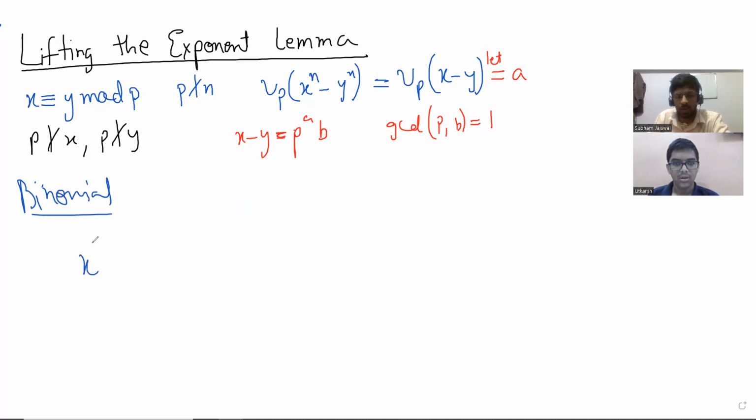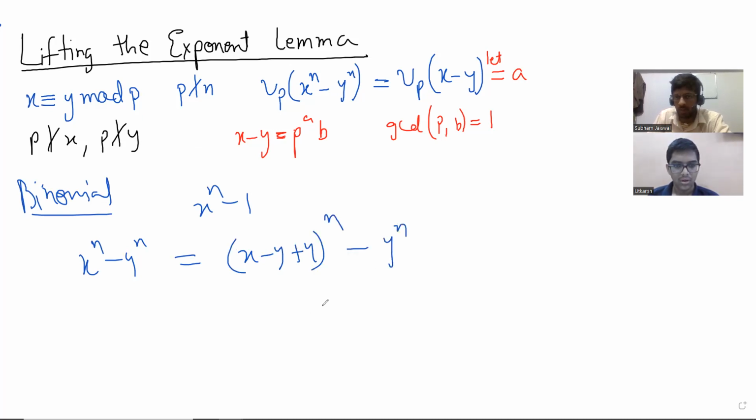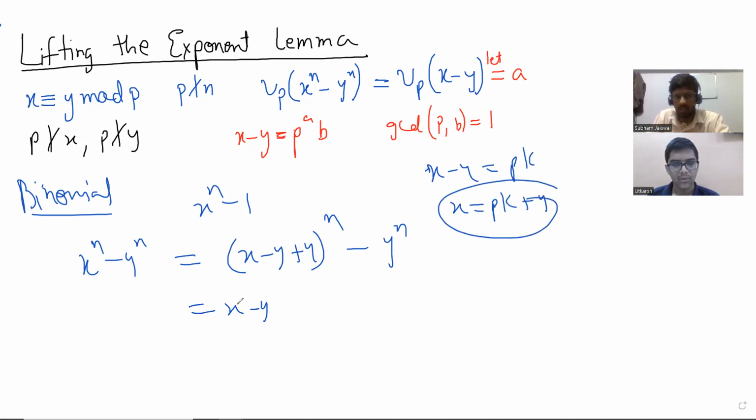So what you were doing is, we had x to the n minus 1, right? And you were using the form of x. Now again, you can just use it like this, and now you can do the expansion. Even if you do it in your own way, if you just say x minus y is pk, so x equals pk plus y, and put this in and expand, it comes down to the same thing, and it will work.